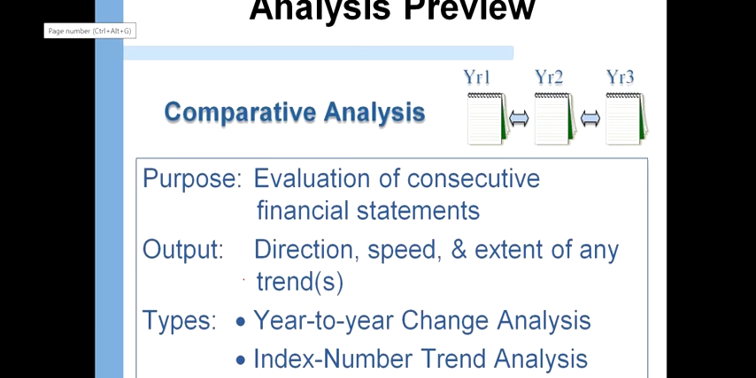So apa beza year to year dengan index number trend ni? Year to year ni suitable for short term period, di mana kita nak compare daripada year 1 kepada year 2. Okay, manakala kalau index number trend ni kita nak compare untuk long term punya, more than 3 years. More than 3 years punya financial statement, it's suitable for us to use the index number trend analysis.